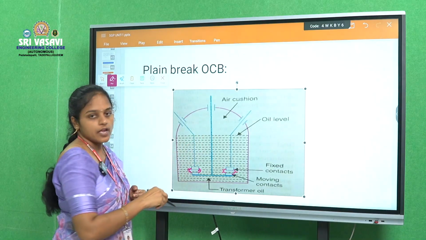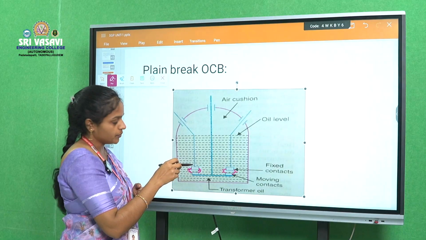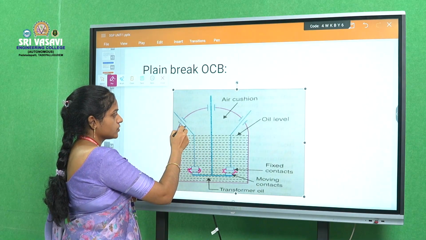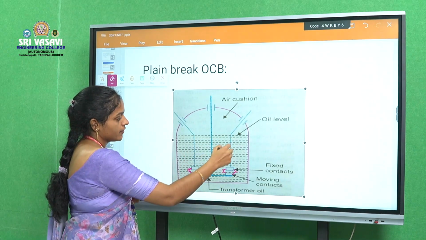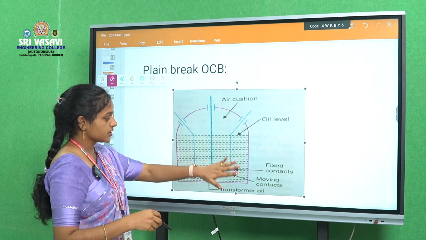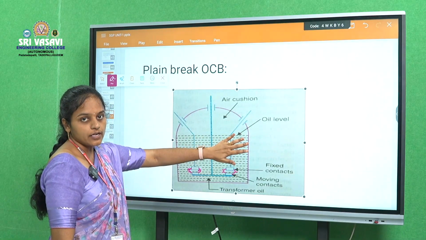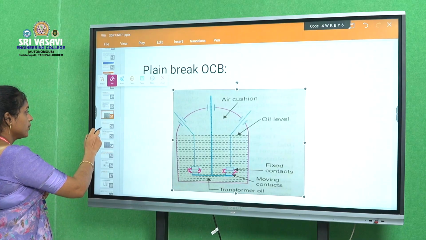This air cushion helps to ventilate the whole circuit breaker. So if heat is generated, there is a chance of dissipation of heat through this air cushion, and the oil level also remains constant after the arc quenching, and we can change the oil after arc extinguishment. So this is about the plain circuit breaker.